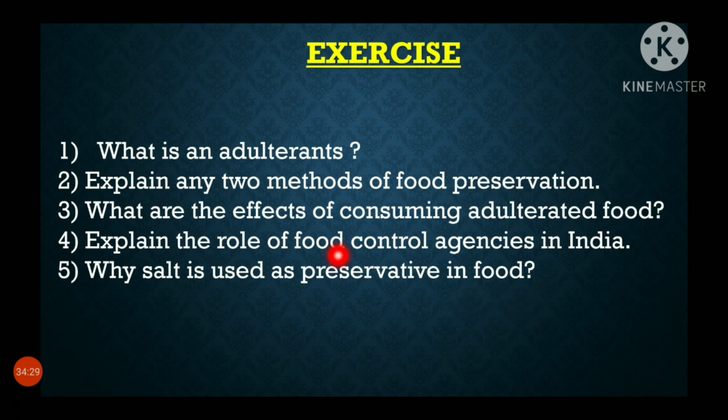Students, write down these questions in your science 2 classwork, and try to answer them by watching this video as well as your science textbook. Be thorough with your science textbook. In the next class, we will meet with a new lesson.